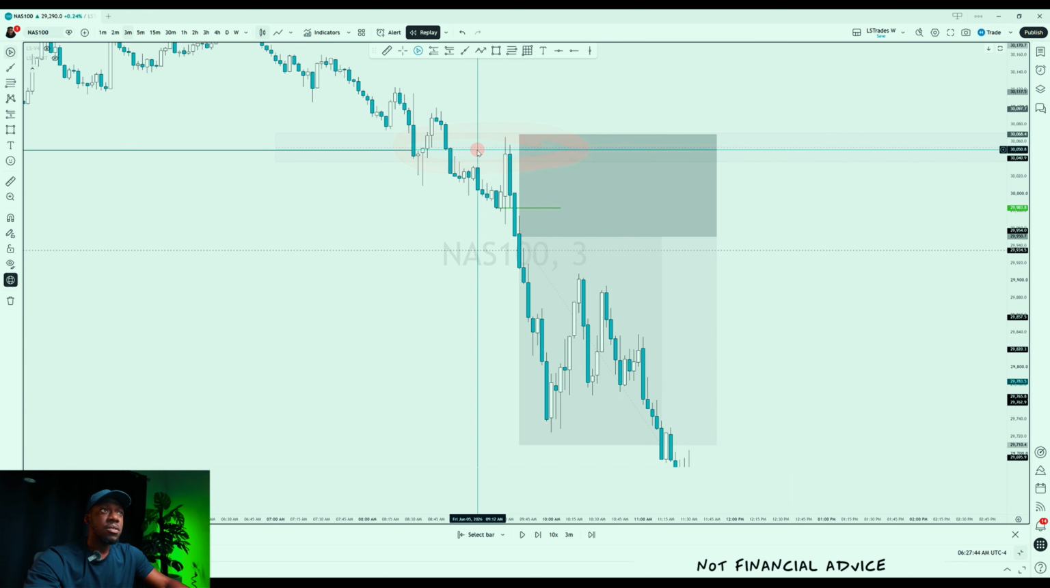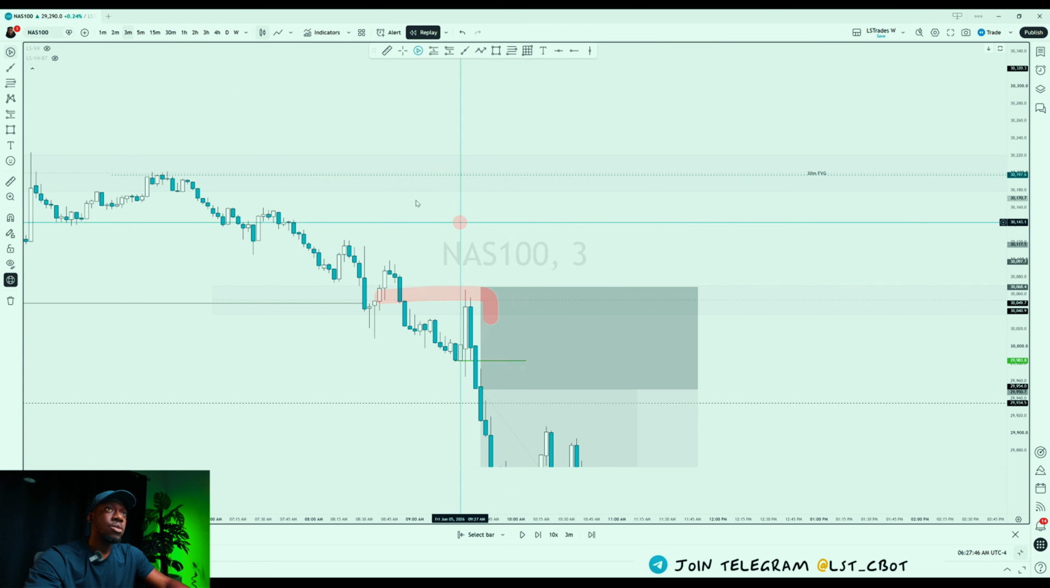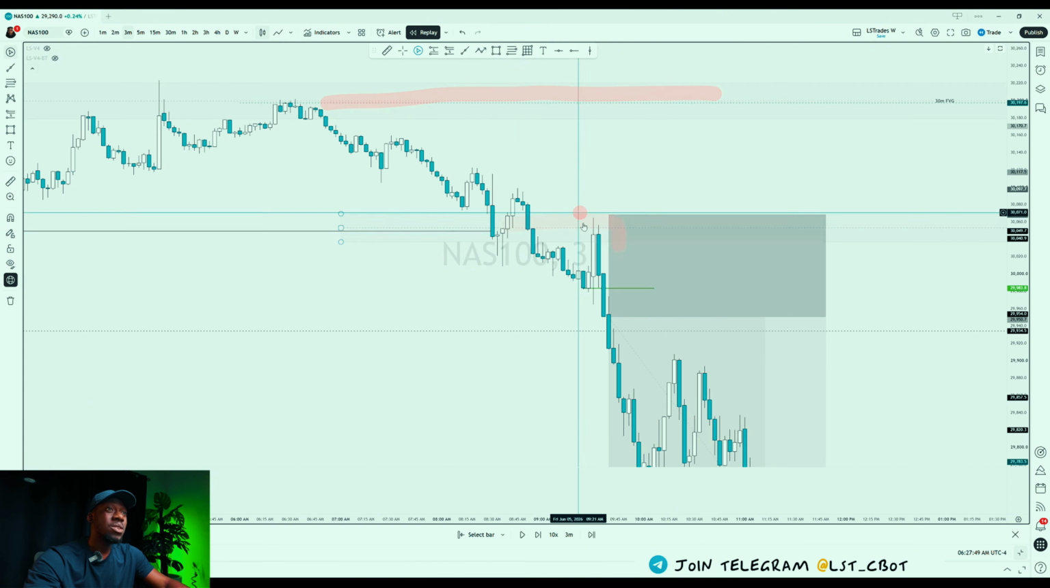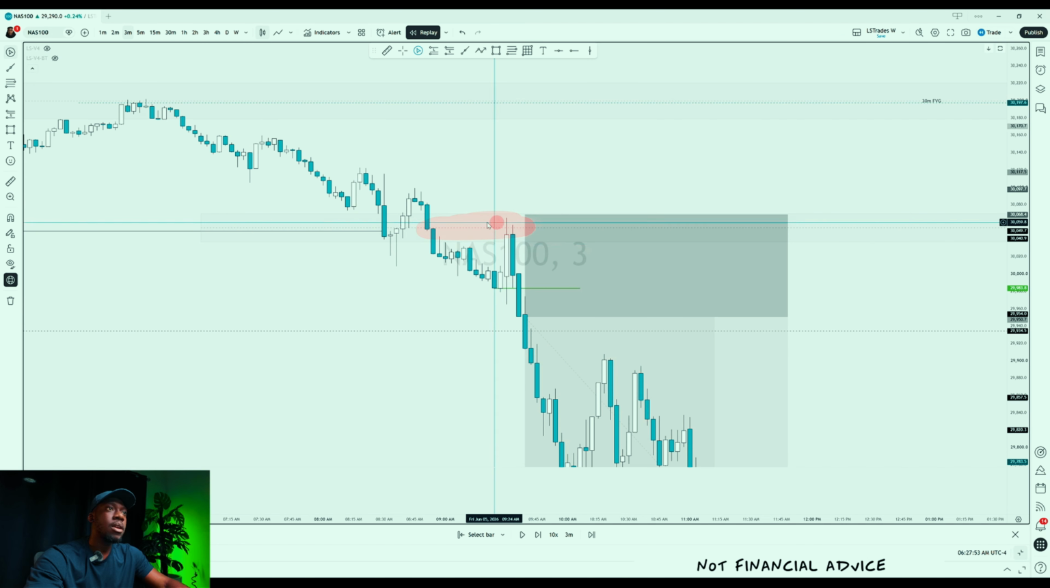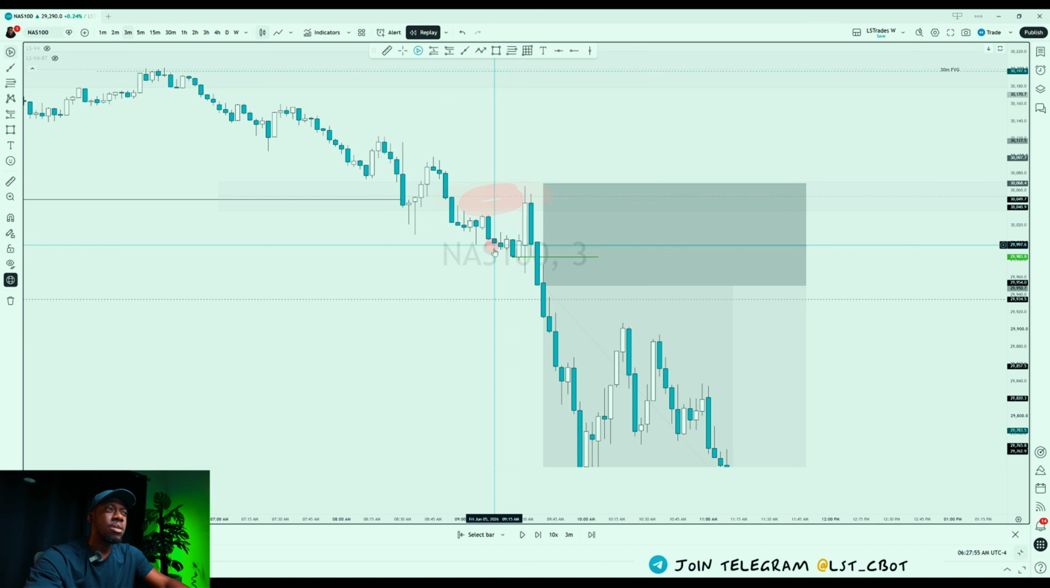But I marked the levels out. You guys saw the 30-minute level. You also saw the last swing. So in this case, the market opened and reacted from the 30-minute fair value gap. And on the 3-minute, you can tell that after reacting from there, we closed below this low, and that gave us the entry.